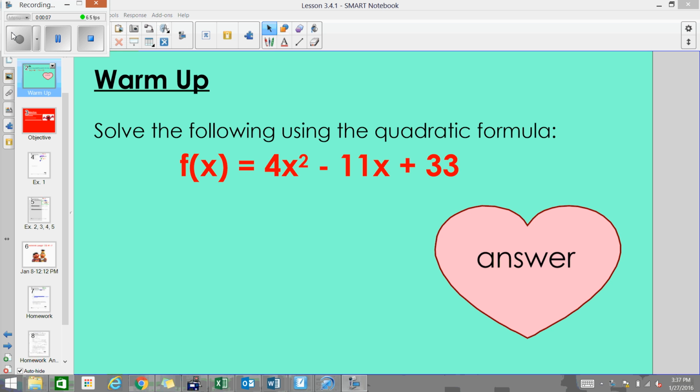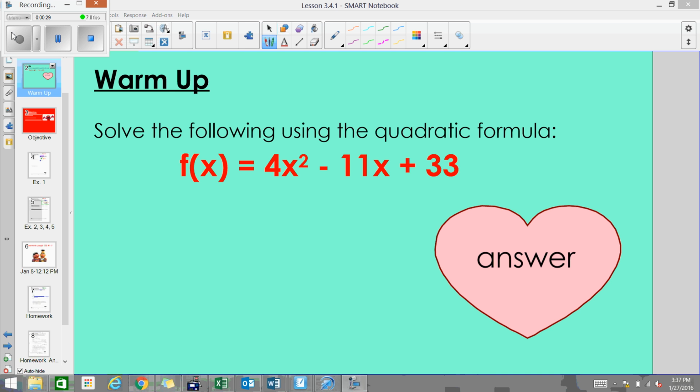So what I'd like you to do right now is just take out your textbooks, open them up to section 3.4.1, and I'd like you to do this warm up that you see here. So I want you to solve the following equation using the quadratic formula. If you don't remember what the quadratic formula is, it's that song that I used to sing, and hopefully you've memorized it.